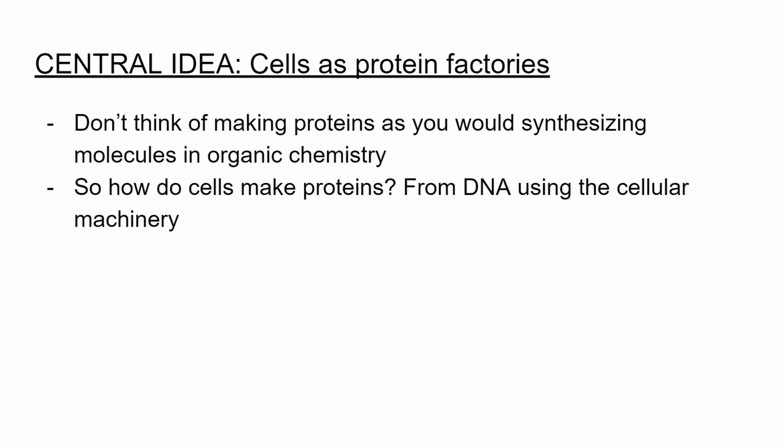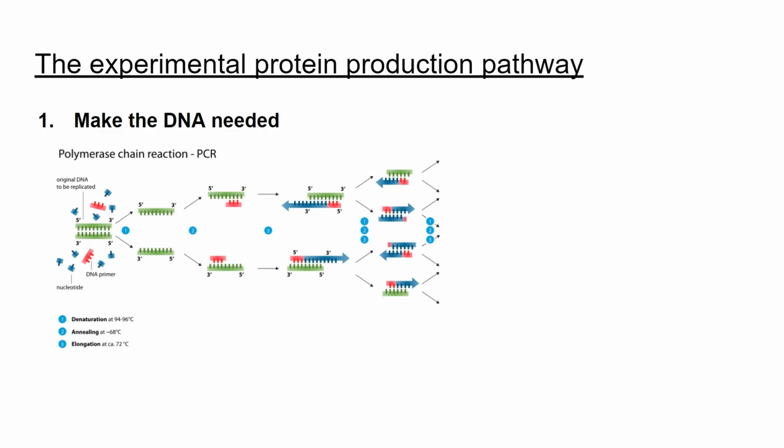The central idea to this problem is that you want to think of cells as protein factories. Don't think of making proteins as you would synthesizing something in your organic chemistry class, okay? It's much more cost efficient to get a cell to make a protein for you. So how do cells make proteins? Well, from DNA, right? DNA using the cellular machinery. Logically, therefore, the first step is to make the DNA that the cell needs in order to make the protein you want to study, okay?